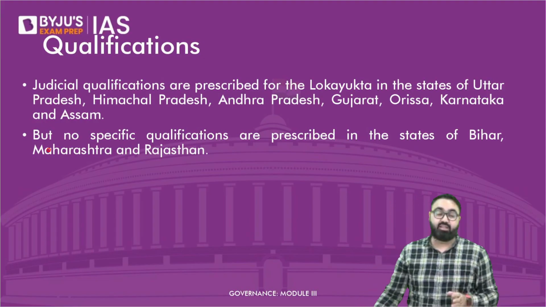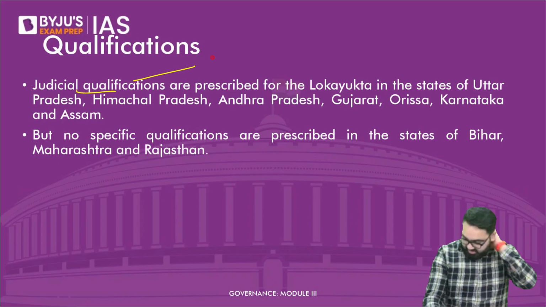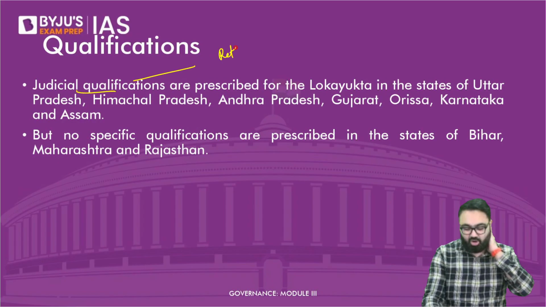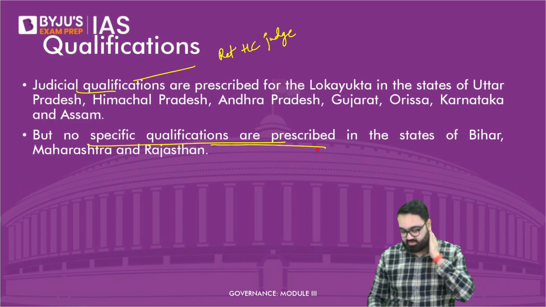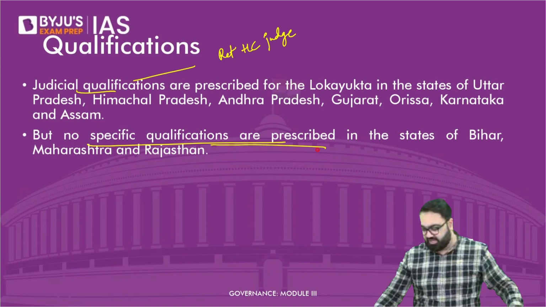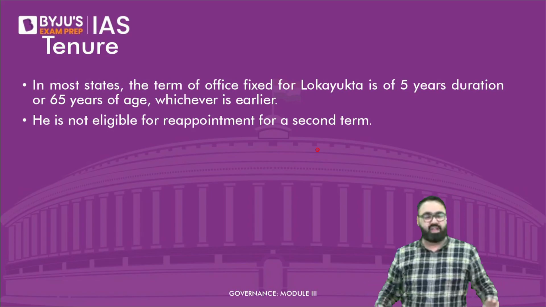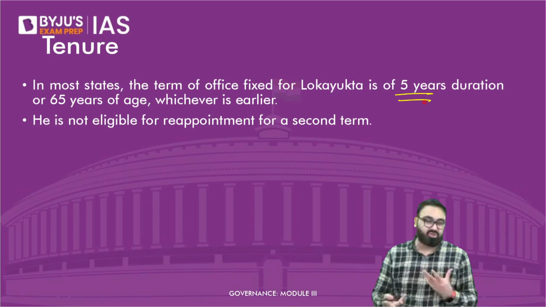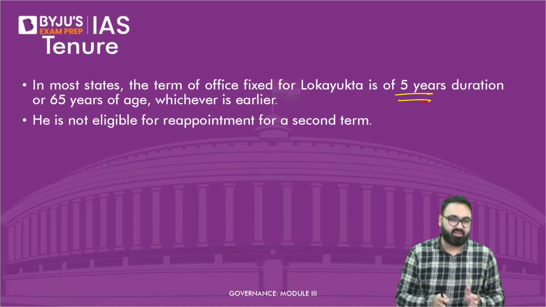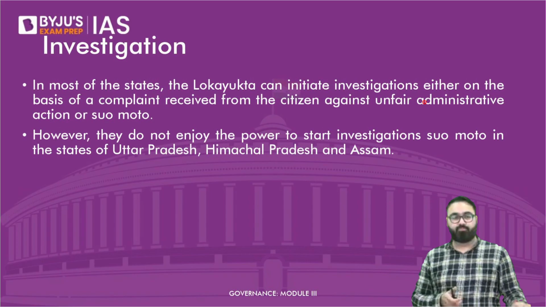In some states, they have judicial qualifications. For example, only a retired high court judge, etc., can become the Lokayukt. But in most other states, there are no specific qualifications. So there are different qualifications in different states, but usually they might not even have a qualification. Again, different. Tenure is usually similar. 5 years of tenure in almost every state, 65 years being the retirement age. Again, they can be different depending upon that state government's law.